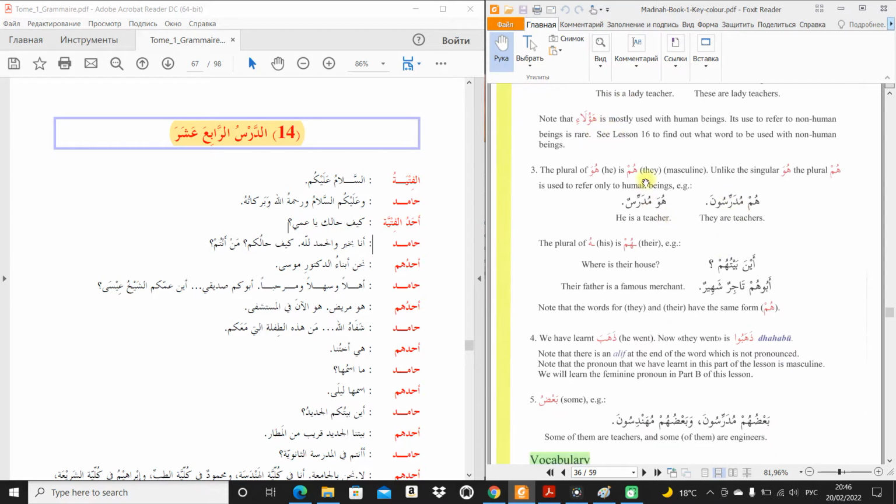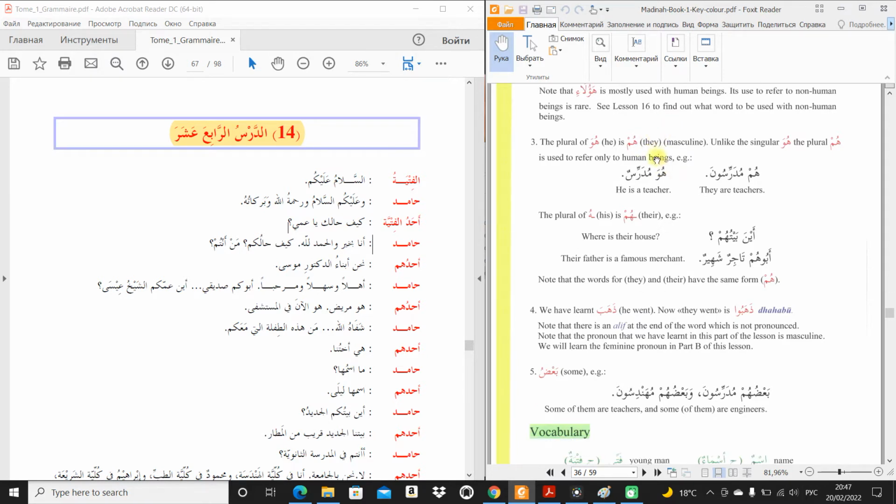We'll keep going. Hum means they, and it's masculine, so it's used when we refer to masculine human beings. But if we refer to non-human beings, then we'll use hadihi. But again, we'll get to that, inshallah, in the 16th lesson.